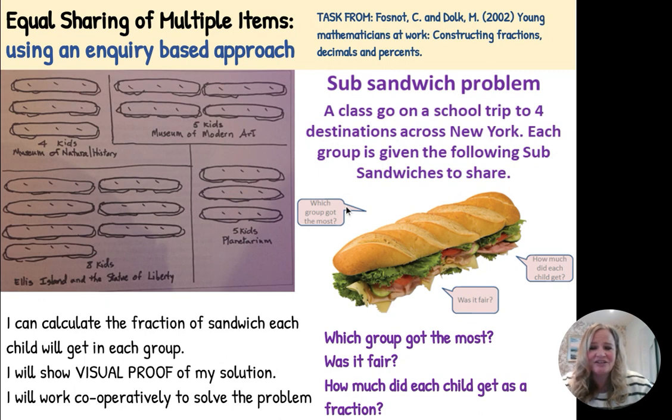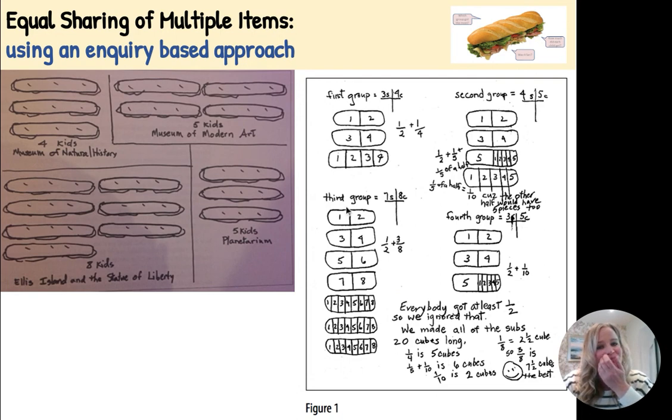So they're going to calculate the fraction of the sandwich each child will get in the group. They need their success criteria. They need to show visual proof of their solution, and they need to work cooperatively with their team to solve the problem. It's quite a difficult problem to solve, but it's using that distributive reasoning understanding to be able to solve it. And this is the way in Fosnock and Dolk's book that the children in their groups solved the problem using a visual representation.